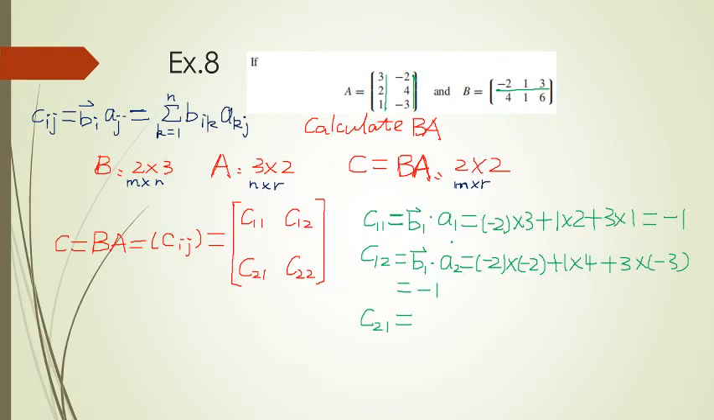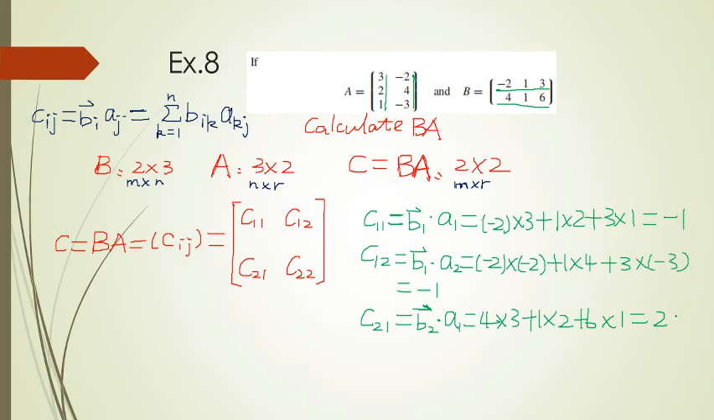C21 is the B2 row vector times the A1 column vector. B2 is here, row vector 4, 1, 6, right? Goes to the first column, 3, 2, 1. So that will be 4 times 3 plus 1 times 2 plus 6 times 1, which is 12 plus 8, 20. So that is C21.